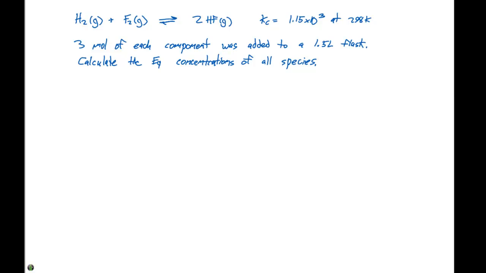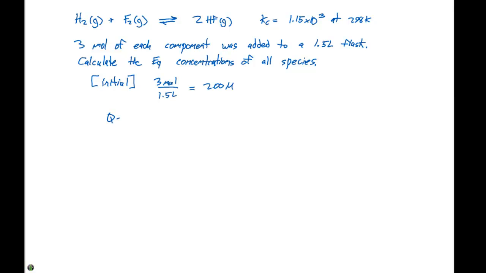Okay, so let's first calculate our initial concentration. If we have 3 moles per 1.5 liters, so if we divide 3 by 1.5, we're going to have a concentration of 2.00 molar for each species. So that means 2.00 molar for H2, for F2, and for HF.